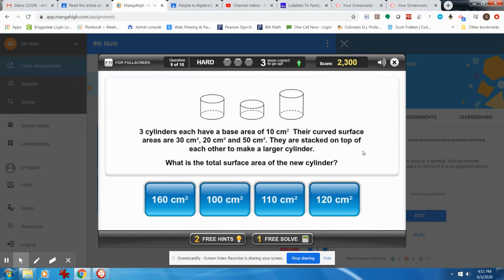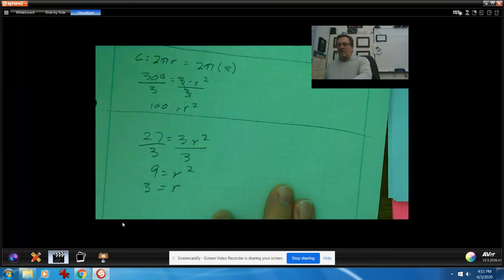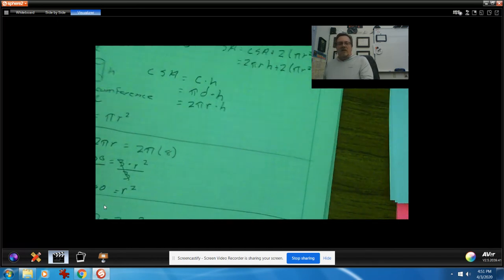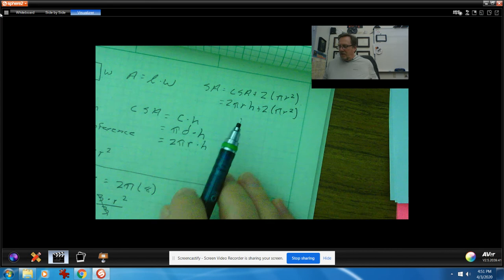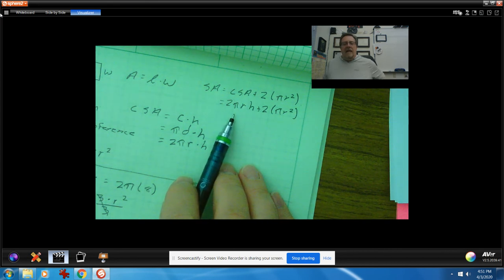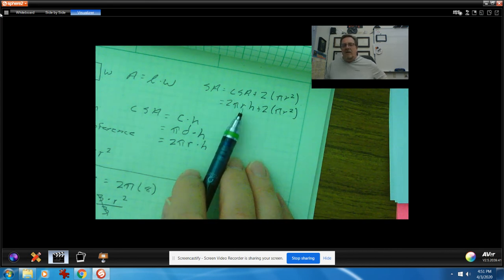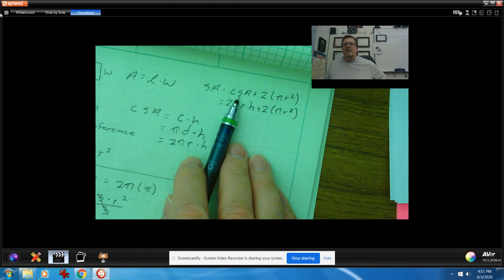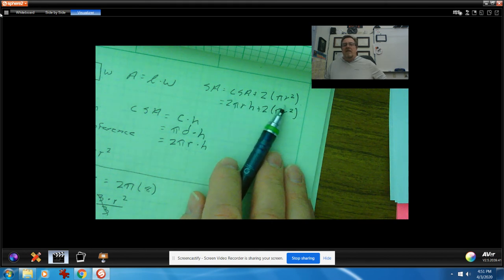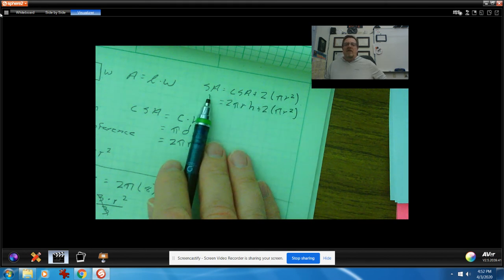All right, so that's how you do these for the most part. And then, like I said, when you get to the hard levels and the extreme levels, this is the formula you're probably going to be using. That is to find the entire surface area, understanding that the curved surface area plus the area of the two circles is going to give you your complete surface area.